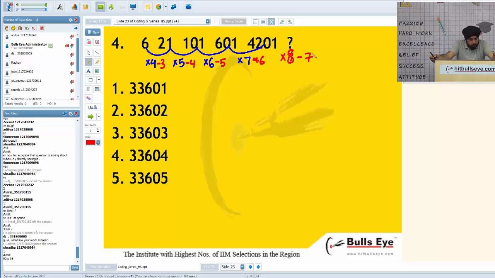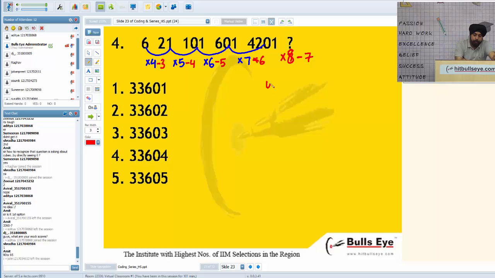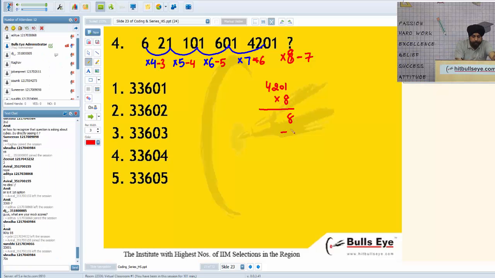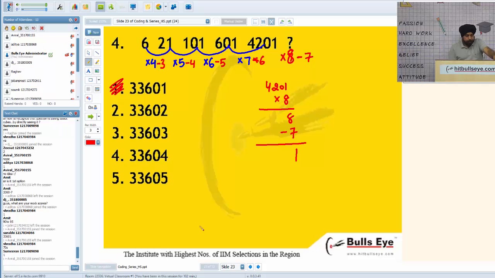Just try to see the unit digit only and you can answer it. It will end with 8 after the multiplication, and subtracting 7 means it will end with the unit digit of 1. So with that only you can answer the question to be the first option. Okay, students, I hope this is clear to you.